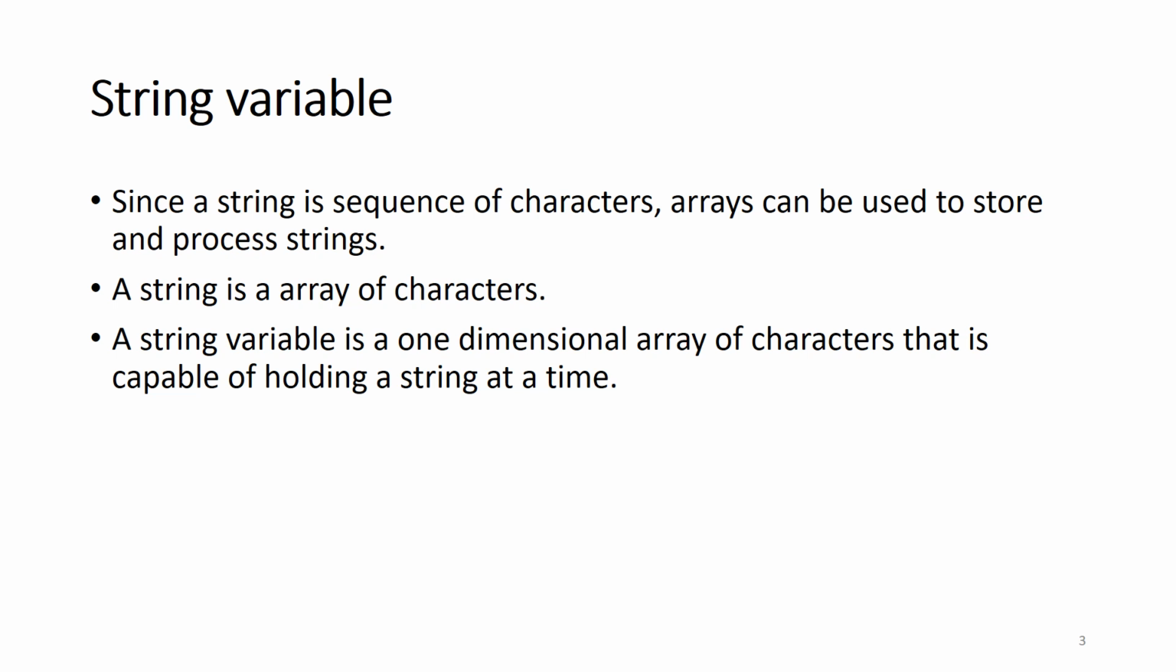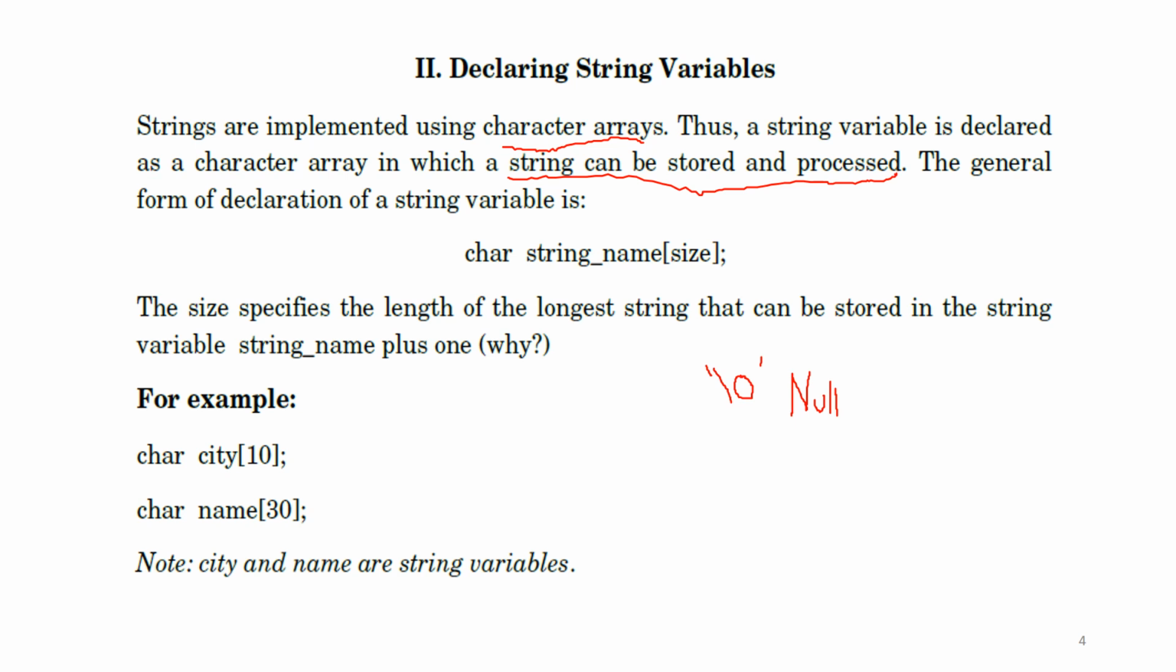Since a string is a sequence of characters, arrays can be used to store and process strings. Thus we can say that a string is an array of characters. A string variable is a one-dimensional array of characters that is capable of holding a string at a time. Let's learn how to declare string variables.